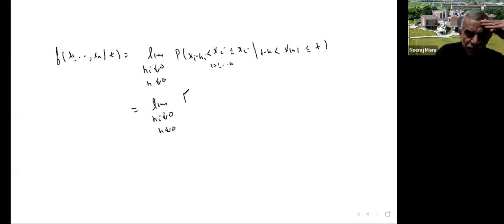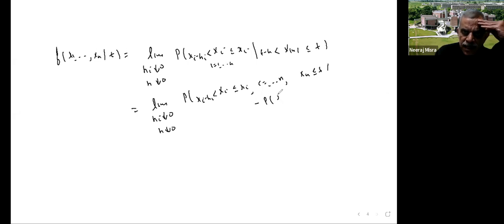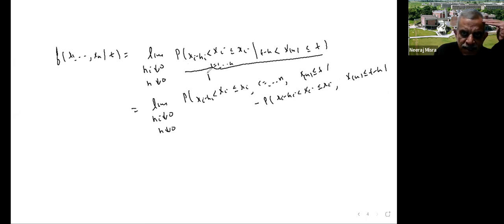So this would have become the probability that xi lies between xi minus hi and xi, for i equal to 1 to n, and each xn, by the same logic, less than or equal to t, minus the probability that xi minus hi less than xi less than or equal to xi, and xn less than or equal to t minus h. Actually, there should be a division by h1, h2, hn also. You're considering the density of xi. This is a definition, right?